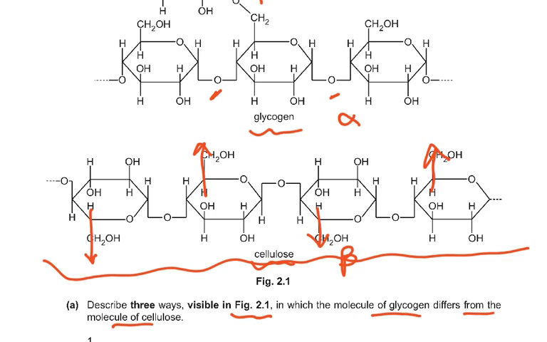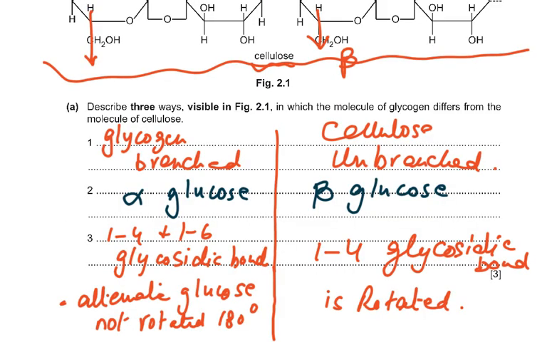And the last point is alternate monomer. The glucose is not rotated 180 degrees in glycogen. It is rotated 180 degrees in cellulose. So you can see the mark scheme. And now I have sort of done it like this. I think you all can also do this.